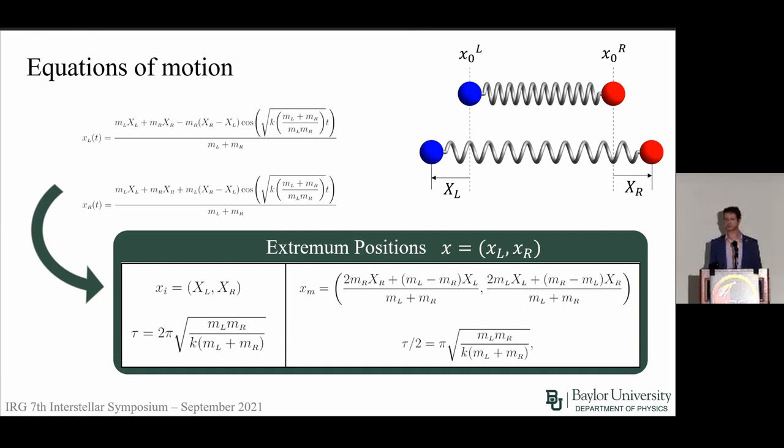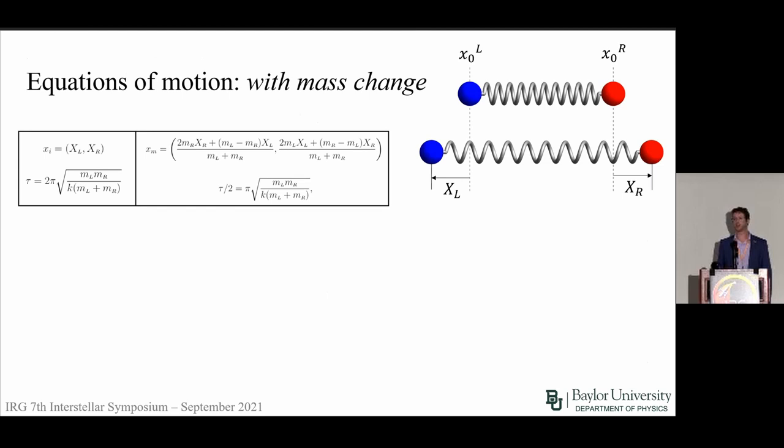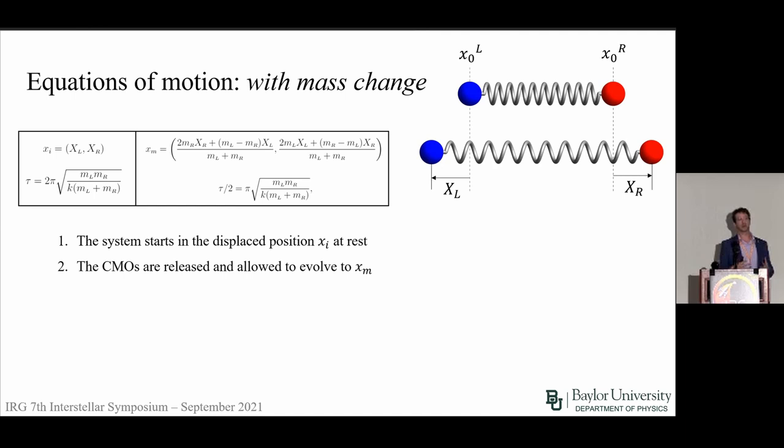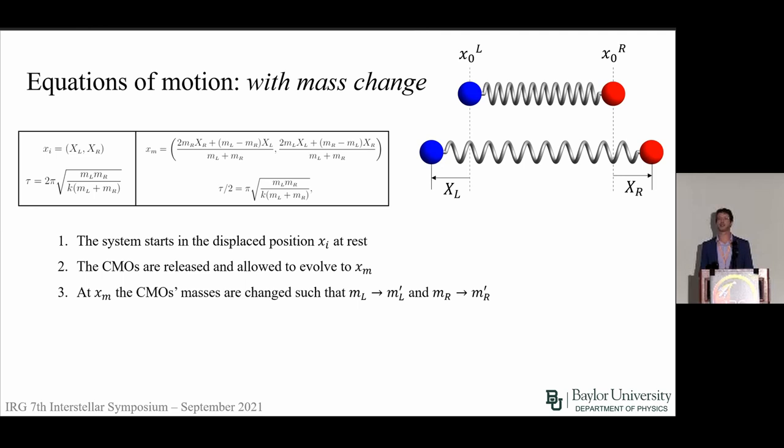However, what happens if we do incorporate mass change? Well, the basic system goes as follows. We will start in our initially displaced position, X sub I, at rest, and we will allow the system to be released and evolve to its first midway extremum position. At this point, we will change the masses such that the left mass, M sub L, will go to M sub L prime, and the right mass, M sub R, will go to M sub R prime.